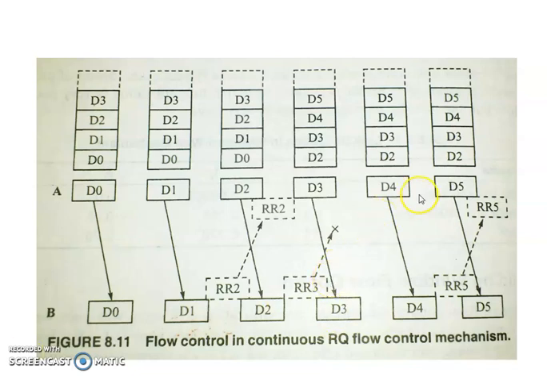When does the sender start sending the frames again? See, after the receiver has sent RNR2 and this RNR2 reached the sender, that is A over here, it will understand that B doesn't want more frames, it is telling it to wait. So when will it start sending the next frame? When B sends RR2 to A, and A receives that RR2, then it will start sending the next one. Then it will send D2, D3, D4, something like that. Okay, good.